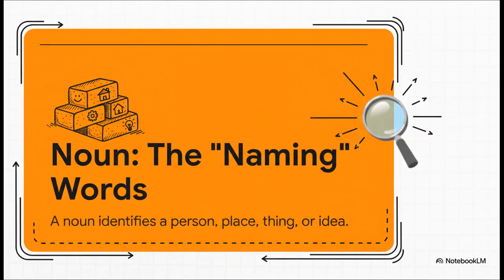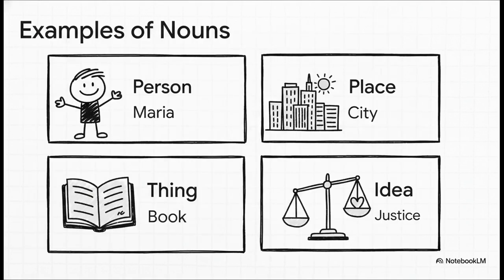First up, you've got to have something to talk about. That's the whole job of a noun. They're the concrete blocks of your sentence. They name the who or the what of your idea. And this can be anything. A person, like Maria. A place, like a city. A physical object, like a book. Or even a big abstract idea, like justice. Basically, if you could put a name on it, it's a noun.